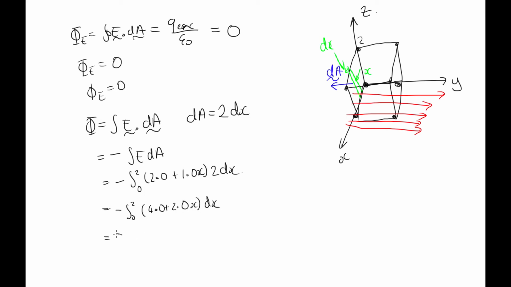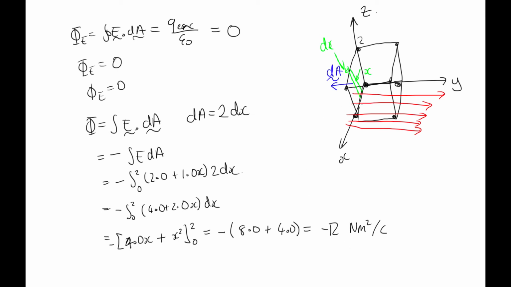When we integrate that, we've got 4x, with the negative still, plus, when we integrate this, x squared, evaluated at 0 and 2. So substituting in, we've got minus 4 times 2, which is 8, plus x squared, which is 4. So this is equal to minus 12, and that is Newton meters squared per coulomb.